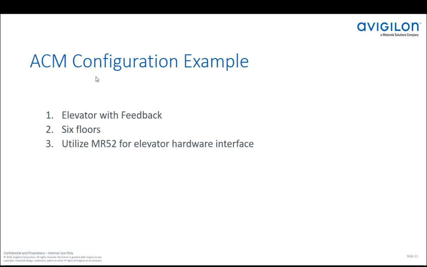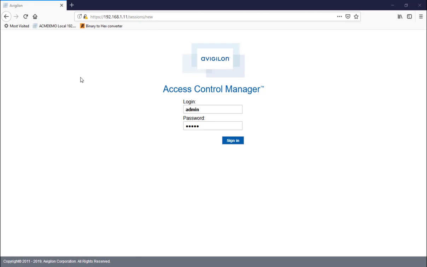Now, I'm going to walk through a configuration example. In my example, I'm going to set up elevator with feedback. I'm going to control 6 floors, and I'm going to use an MR52 as my subcontroller. Okay, so let's dive into the actual configuration. I've already set everything up on my system, so I'm just going to walk you through the steps.